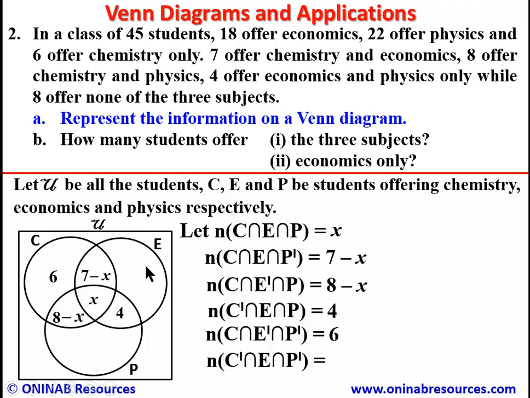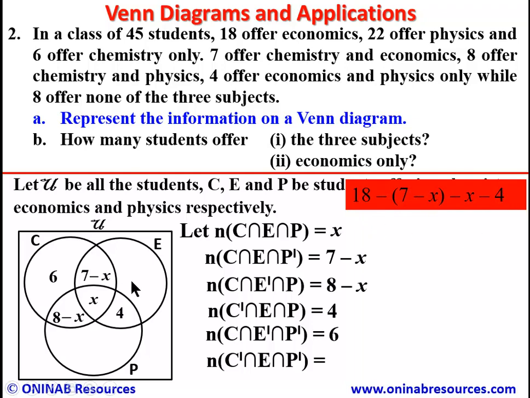So to get those offering only, we can just say 18 minus all this, so that we now have it as 18 minus 7 minus x minus 4, which will give us those offering economics only. It's going to be minus 7 plus x minus x. Minus x plus x will give us 0. So 18 minus 7 is 11. 11 minus 4 gives 7. So this is 7, and it comes to this region.